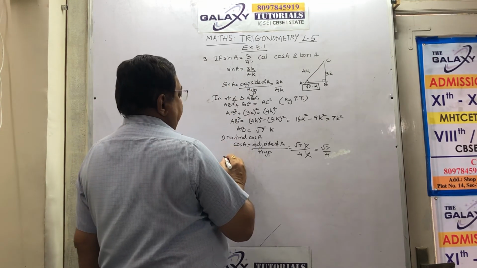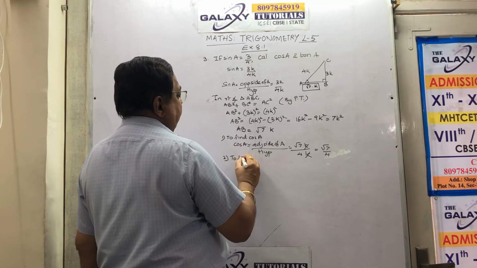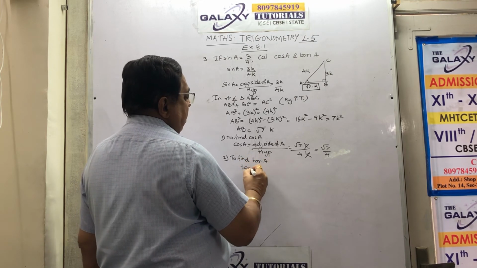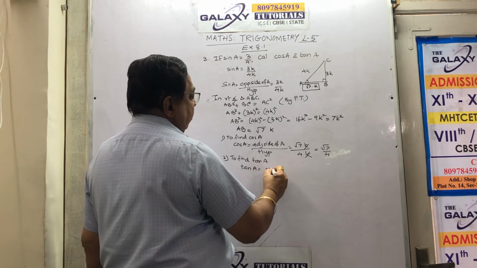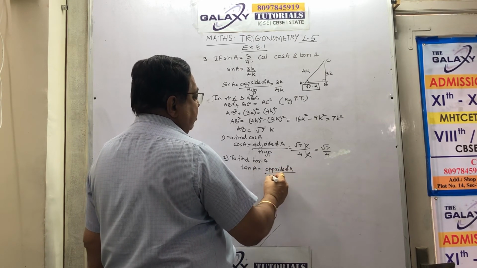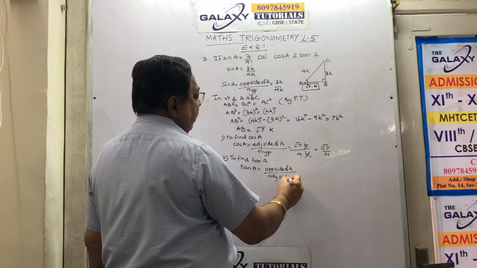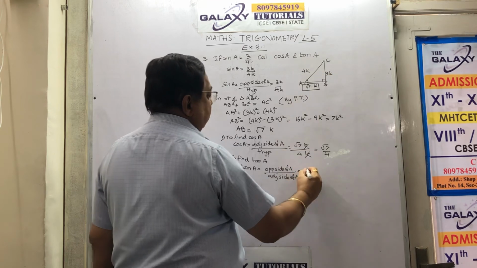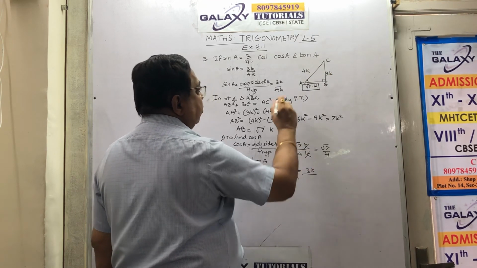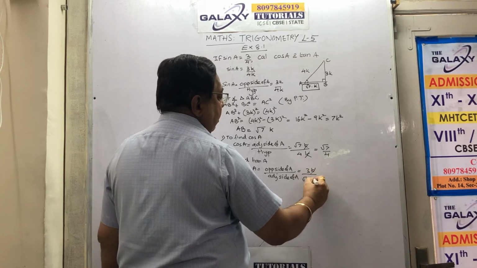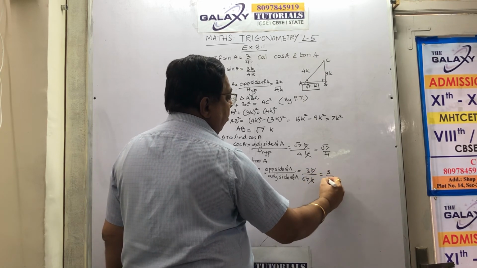I'm supposed to find tan A. To find tan A, tan A is the opposite side of A upon the adjacent side of that angle A. Opposite to A is 3k. Adjacent to it is root 7k. K cancels and I have 3 upon root 7.